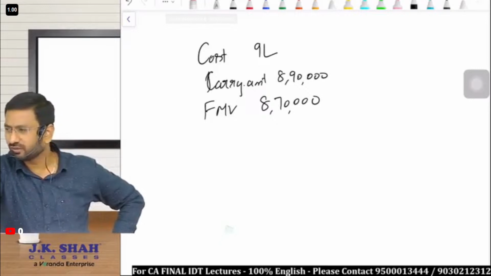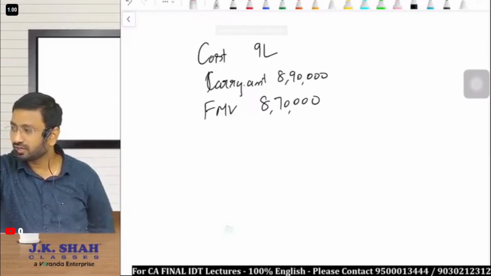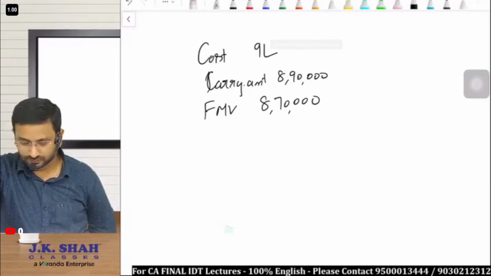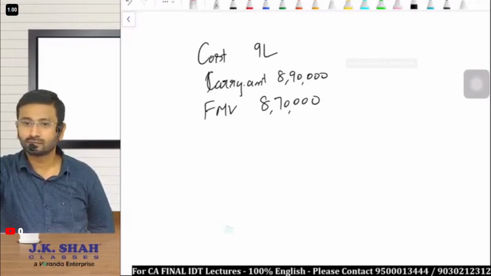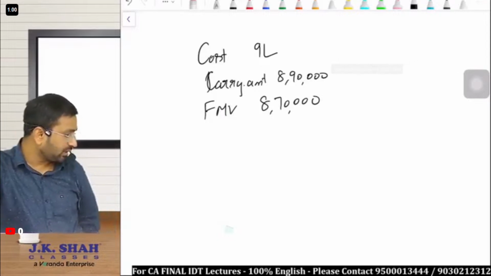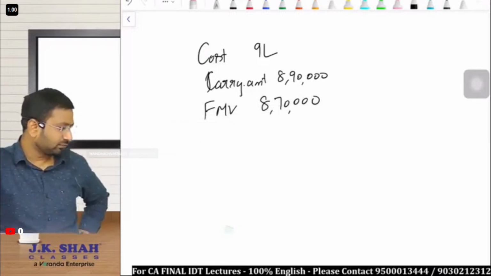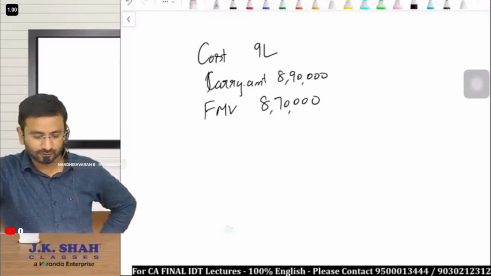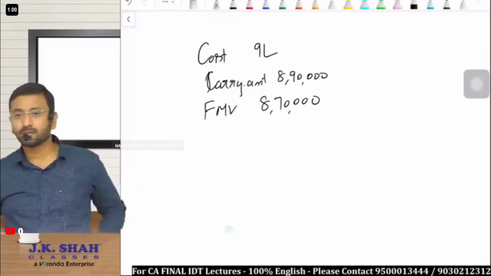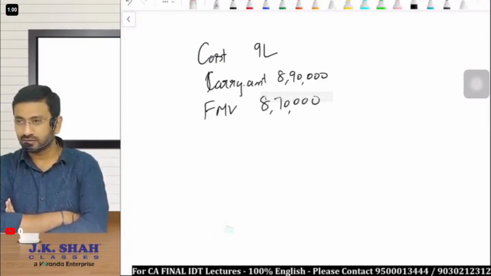That rule you have to write the provision and give the answer. P and L account debit to investment, 20,000. That's it. So with this we are done with AS 13. So now we'll do AS 20 first.